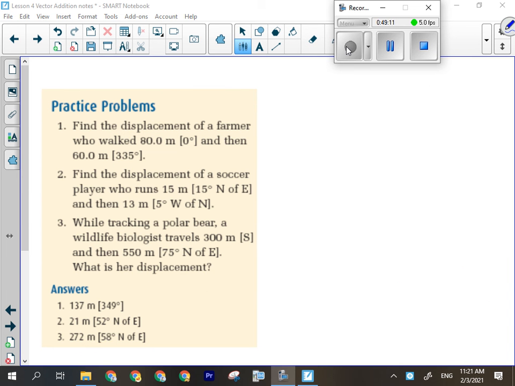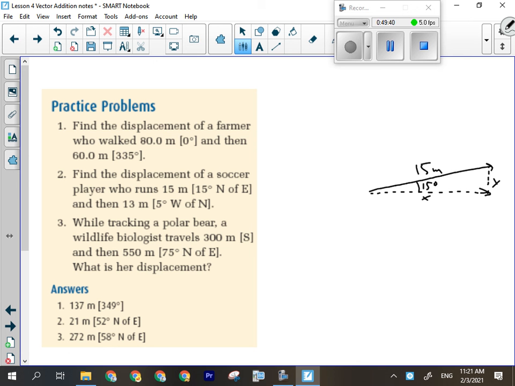All right, so we've got one vector that's going to go 15 meters at 15 degrees north of east. So I'm going to draw myself a reference line that is due east, and I'm going to go 15 degrees north of that. It's a pretty shallow triangle because 15 degrees is not a very big angle. There's x, there's y, and it's 15 meters long.